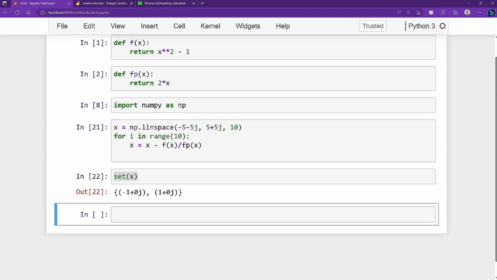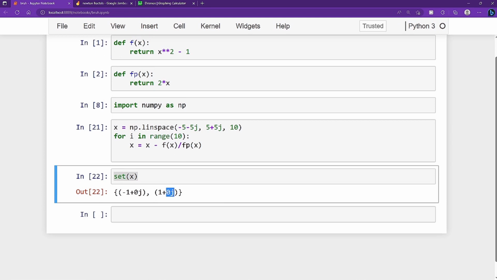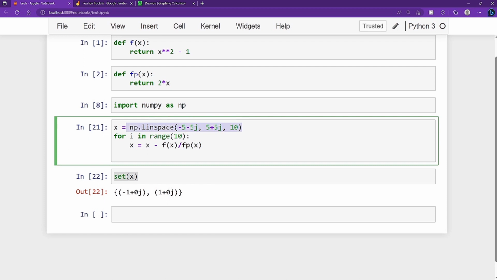Now 0j is just telling me that there is nothing to the imaginary part of the complex number. So we only have the real component. So as I said before, any real number can be represented by the complex numbers as well. So going on, we will be using these kinds of linear spaces.